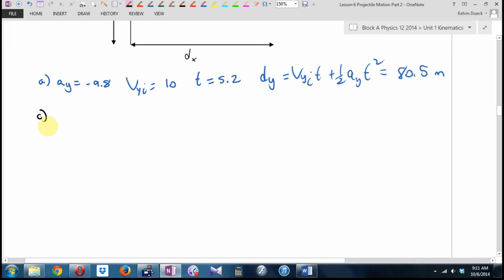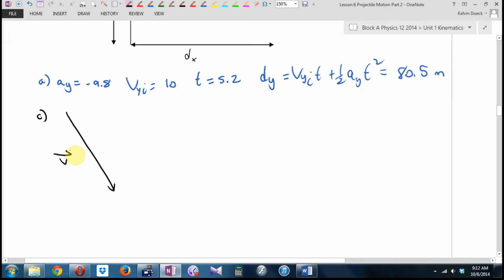What's C asking me to find? Don't tell me 0, that's Captain Obvious. Yes, I know after it hits the ground it comes to a stop. When I'm talking about a projectile and I talk about final velocity, what I really mean is the impact velocity. What would that look like based on this picture? I think I can make a reasonable assumption that it would look something like that.